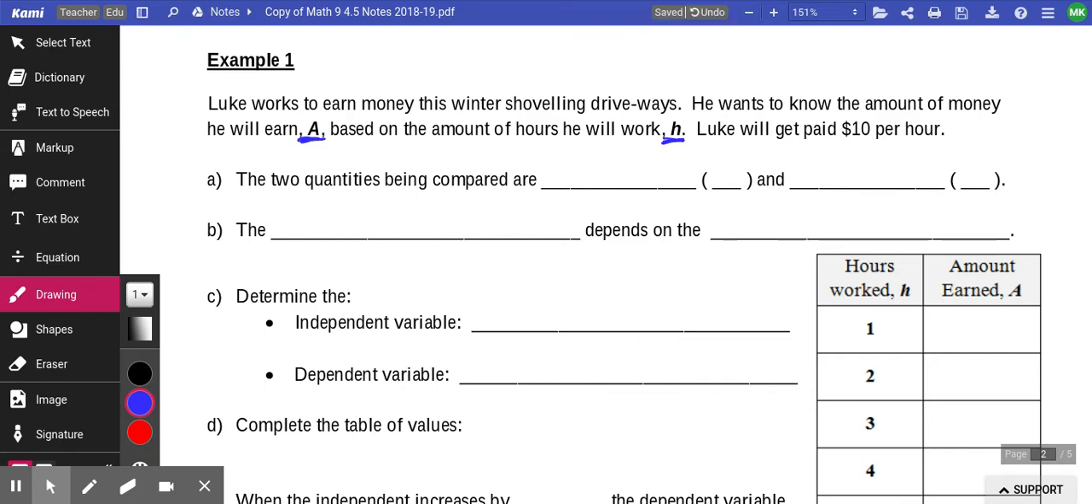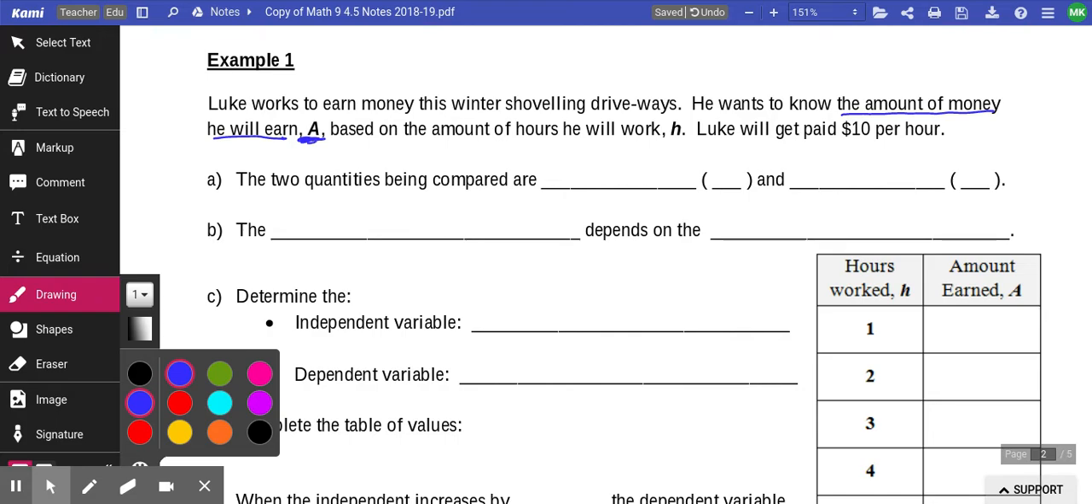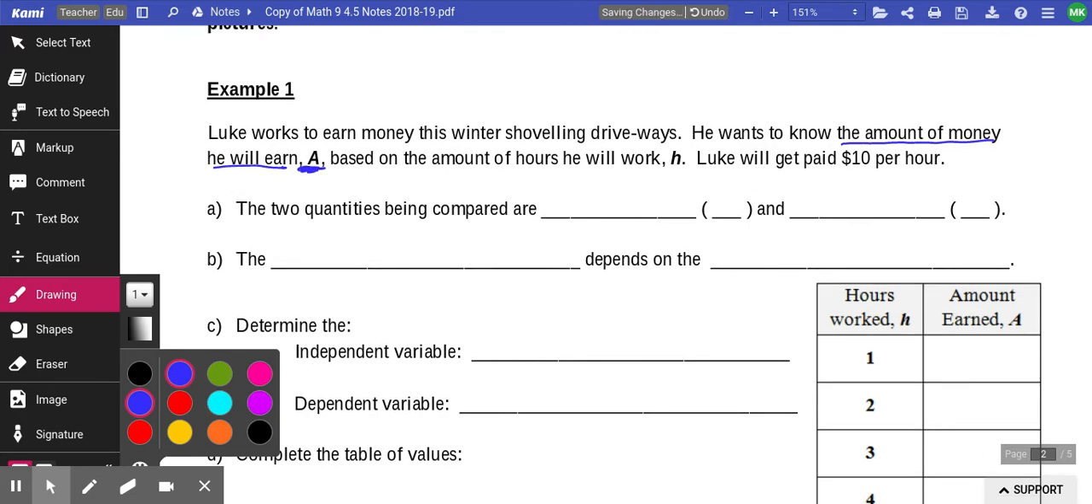I think it's smart to write out what each one of those letters means, because from question to question it changes, and sometimes it can be hard to tell which one's which. So when we're looking at A, he wants to know the amount of money he will earn, A. So A is how much money he makes. I write that on my page. And this is a habit that I continue from grade 9 to grade 12. Every single word problem, I find out what my letters are, and I write them. So I'm going to say A equals money made.